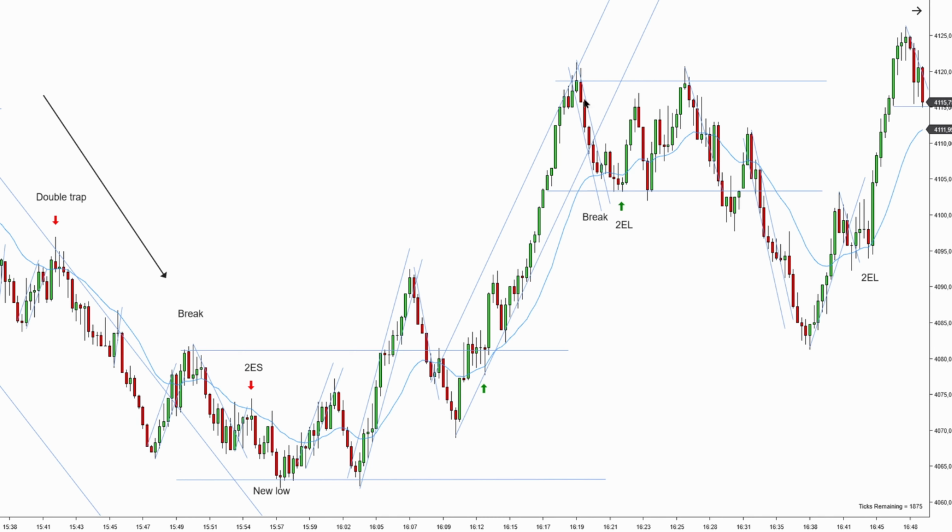Take a look. You have a break of the uptrend, you expect to get a new extreme, and also the downtrend played out with the break and a new low. So since the downtrend played out with the break and a new low, I know I'm safe to look for buys. And then you have a little jack lower. I marked it as a second entry long.